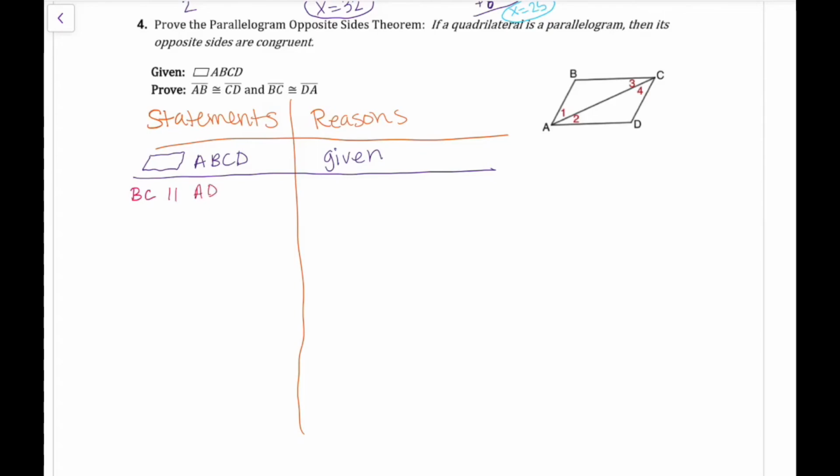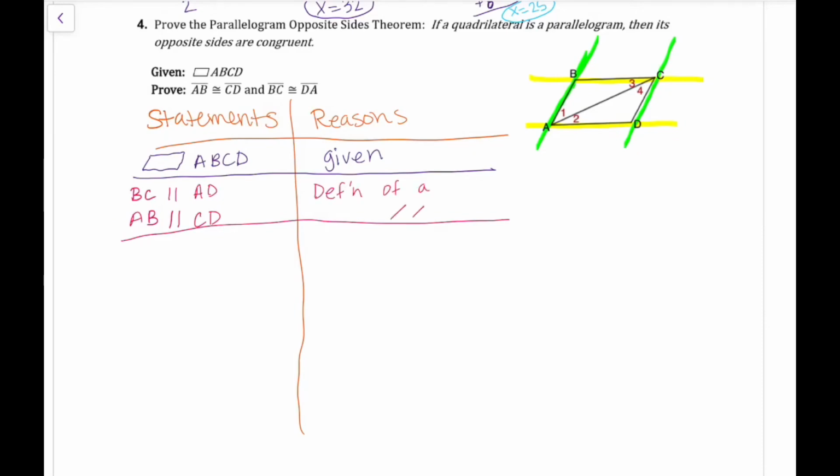The only thing we have is a parallelogram, so we're going to use the definition of a parallelogram to say BC is parallel to AD, and AB is parallel to CD. For reasons, we just put definition of a parallelogram. That's what a parallelogram is. It means that both of the opposite sides are parallel.